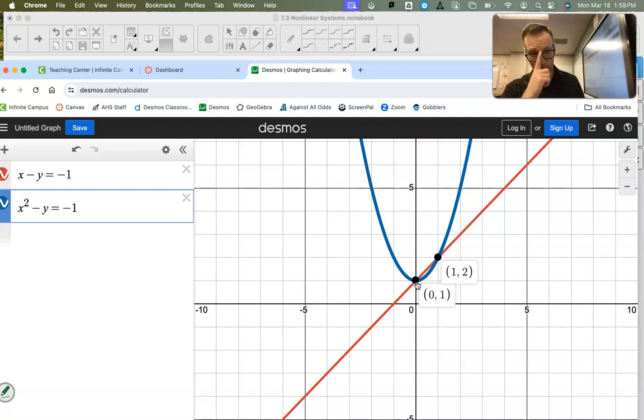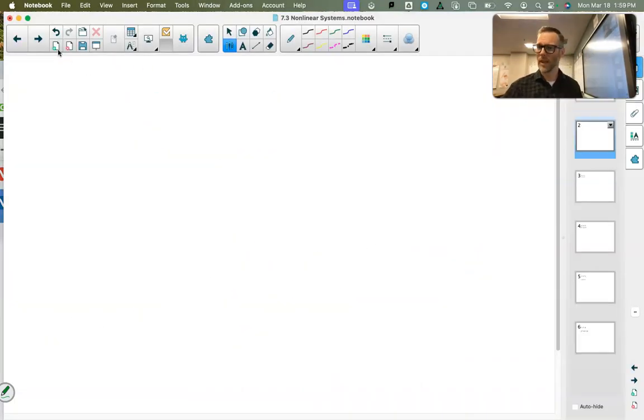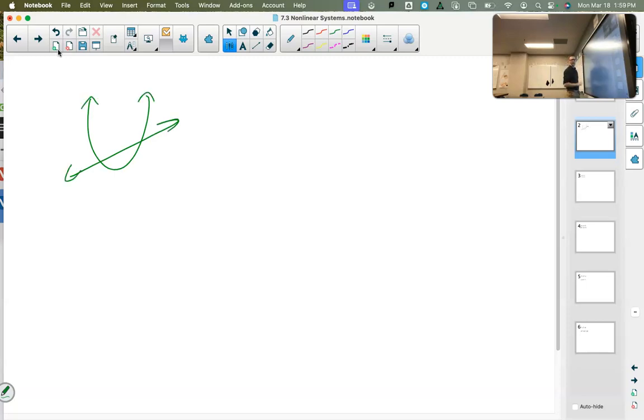So now thinking about parabolas and lines, what are the possible scenarios that could work themselves out as we try to solve a system where one's a line and one's a parabola? We could have two solutions. Two solutions would look like that, a parabola and a line. Is it possible to only have one solution? Yeah, it would look something like this, right? That's called a tangent line. So here we had 2 points of intersection, here we had just one.